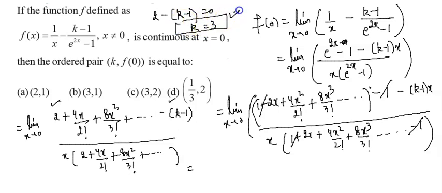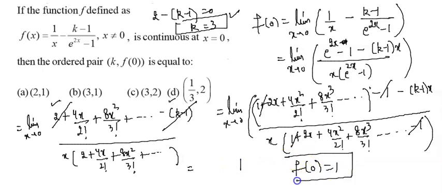So we get the value of k equal to 3 here, and we can substitute this value of k in this numerator. So this will cancel out. Okay, and now we take x common out of numerator and denominator, they will cancel out and we are left with 1 only. So we can say that f of 0 is 1 and the value of k is 3. So the correct answer to this question is B. Option B is the correct answer to this question.